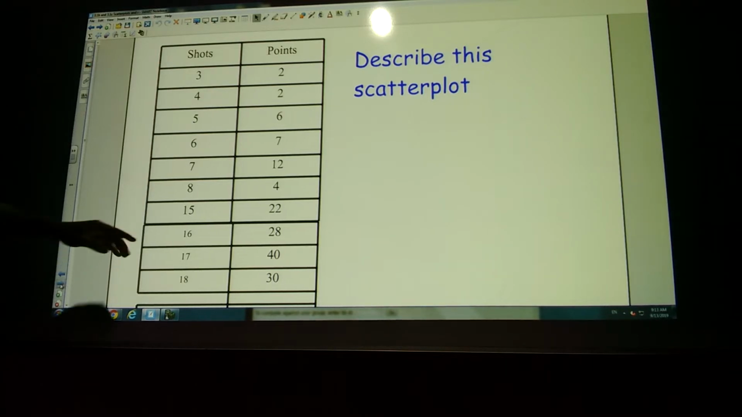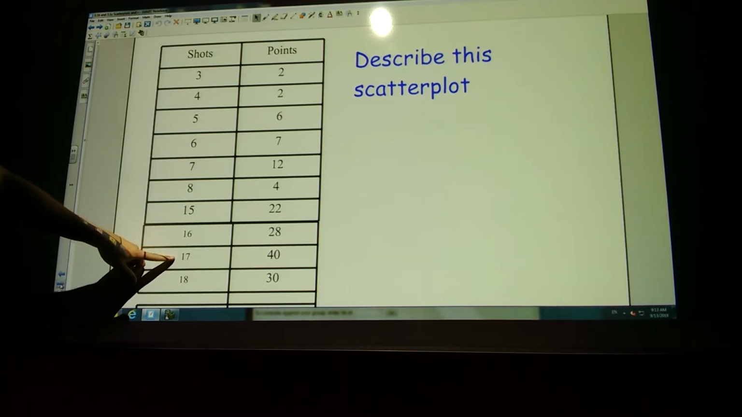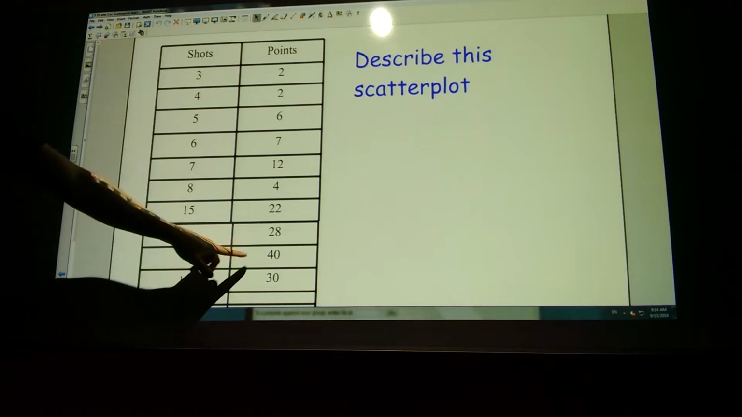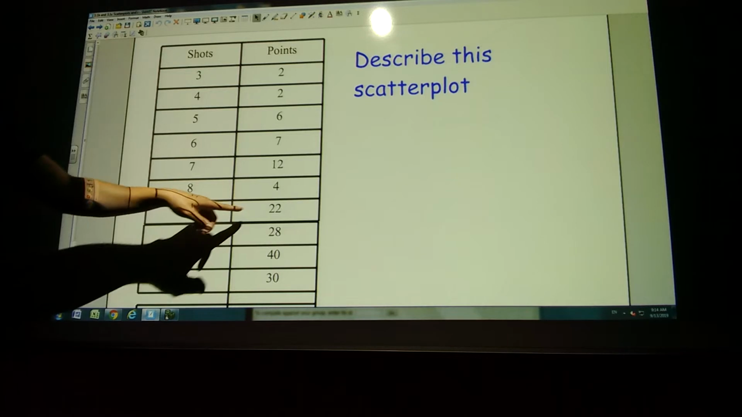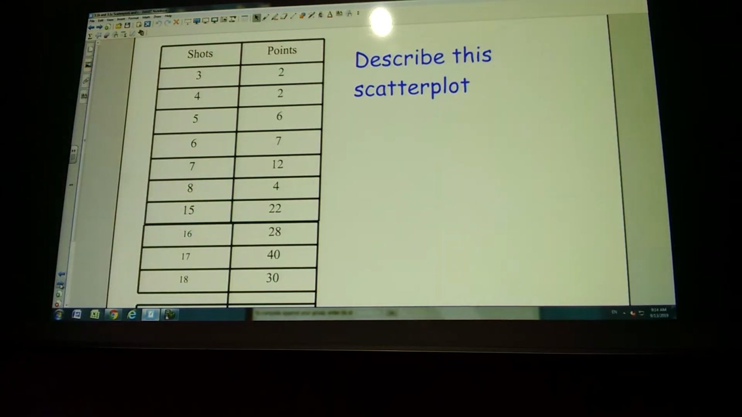The person that did really, really well is down here. He shot the ball 17 times and made 40 points. That's pretty good. This person shot the ball 15 times, only made it 22 times. But there it is. That is our data. So hopefully you made a scatter plot.